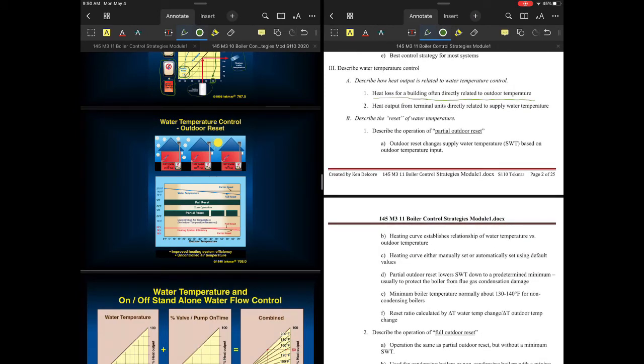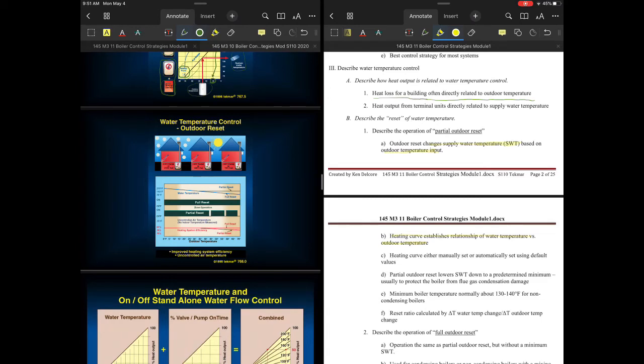Just a few notes that I had made on here, just to recap what we had just talked about. The heat output from the terminal units is directly related to supply water temp. Very true. The operation of partial outdoor reset is that outdoor reset changes the supply water temp, SWT, based on outside air temperature input. There is such a thing called a heating curve that is established. And when you program those parameters into most boiler system controllers, you're setting the high and the low, and it figures out the ratio all in between.